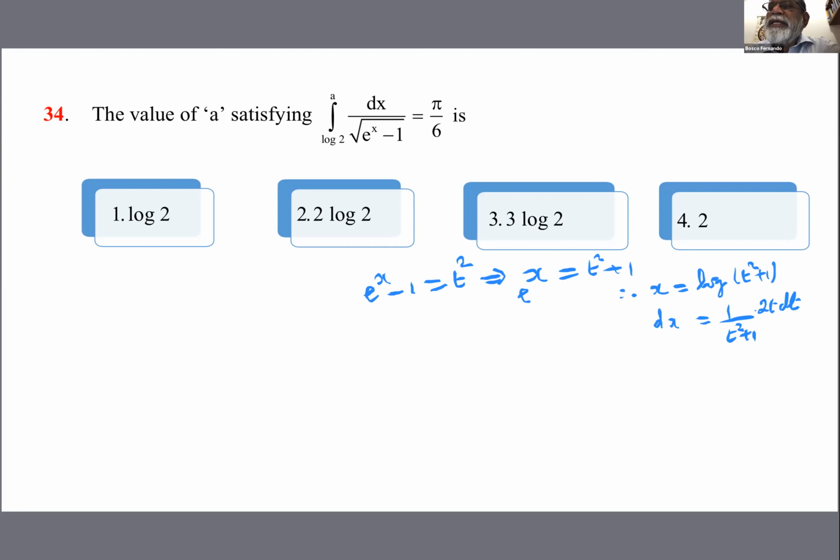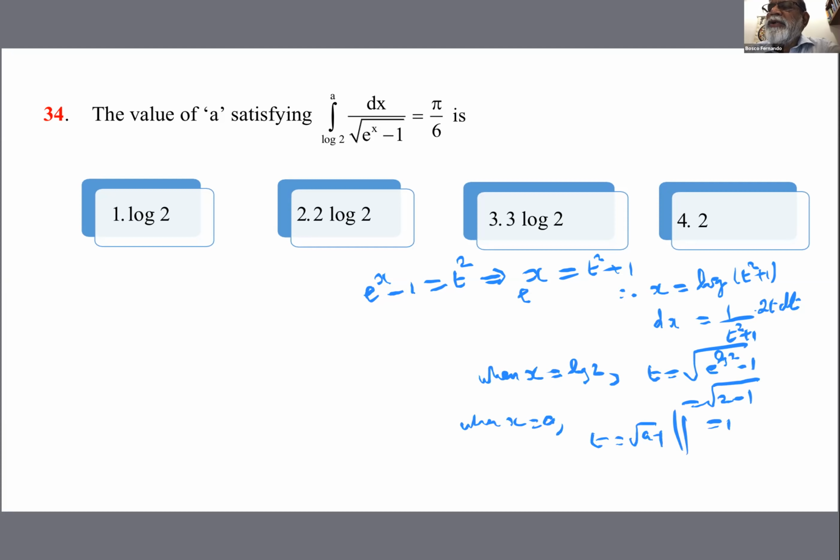But it is a definite integral, therefore you have to change the limits. When x is equal to log 2, what is t? t is equal to square root of e to the power log 2 minus 1. e power log 2 is 2, minus 1 is 1. When x is equal to a, t is equal to square root of e to the power a minus 1, not able to find its value. So the given integral becomes the integral from 1 to square root of e to the power a minus 1.